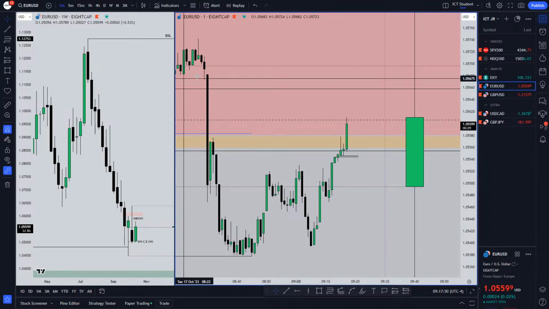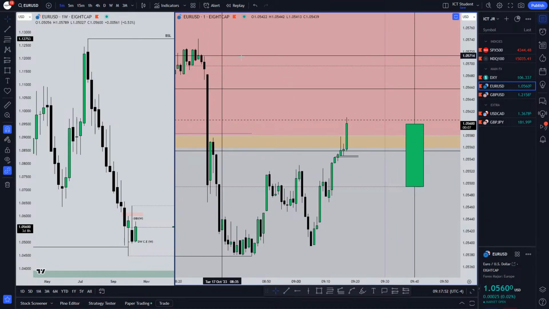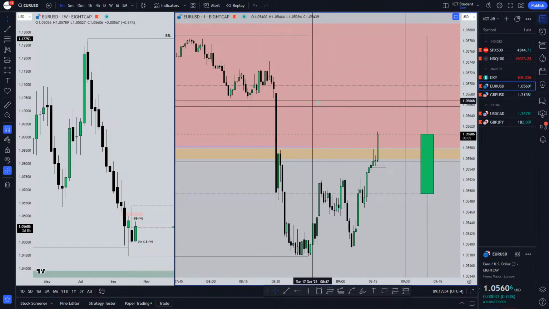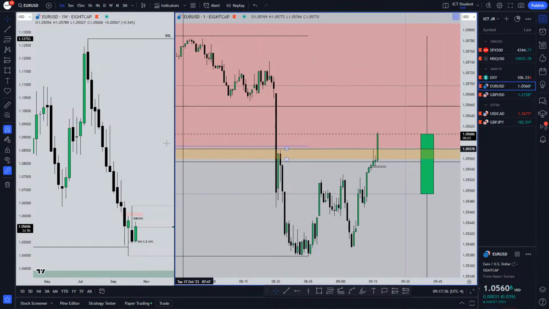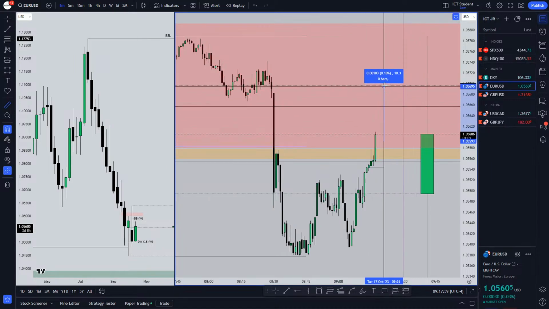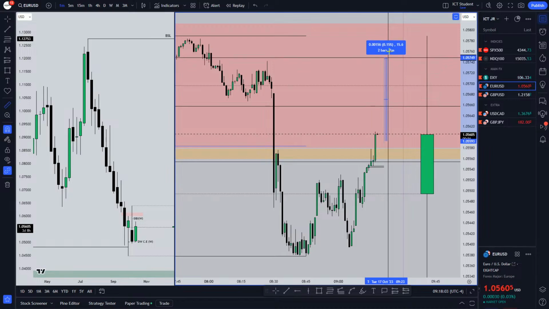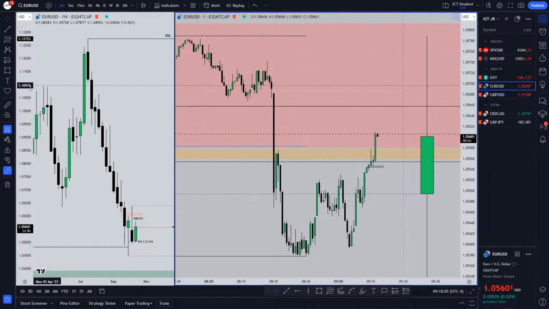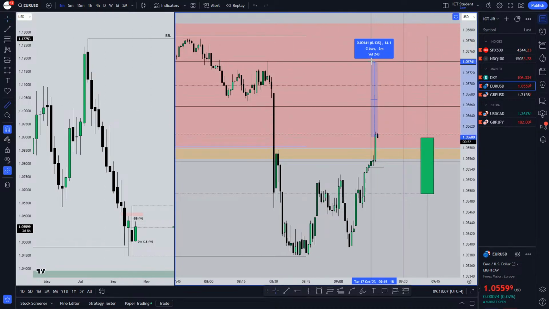We do have a volume imbalance right around here, so I don't want to see it come up to that high. I feel like that's way too high. How many pipettes is that? Let's see, that's around 10, 9. How much is this up here right now? That's too much, man. We gotta see rejection soon.